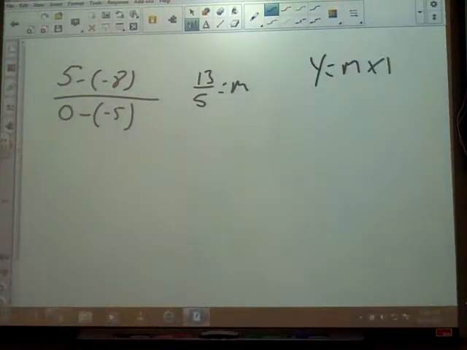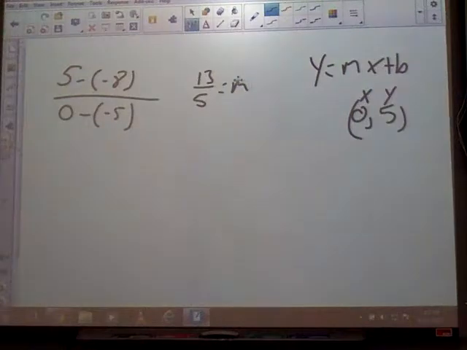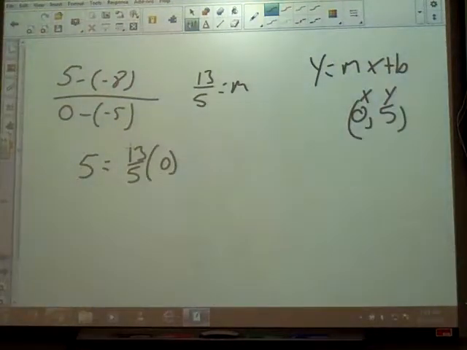Y equals mx plus b. I use the points 0, 5, because zeros are easy to work with. So you can pick either one. 0, 5, I'm going to put the 0 in the x spot and the 5 in the y spot. Already got my m to put in, so I got 5 equals 13 fifths times 0 plus b. So that pretty much tells you the 0.